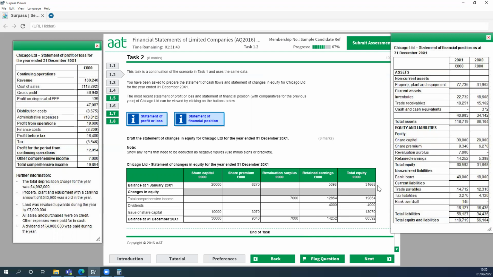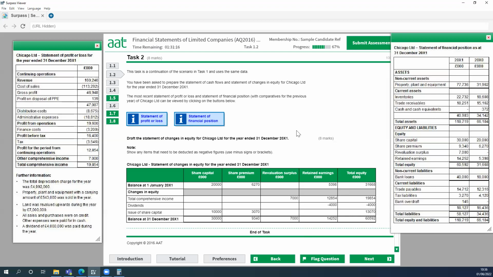So you should have your total equity. The start of the year was 31,668, wasn't it? It should be there somewhere. There, see, 31,168. And at the end of the year, 60,592. So it all tallies up. Right. Okay, so that's question 1 and question 2 for the statement of cash flows.